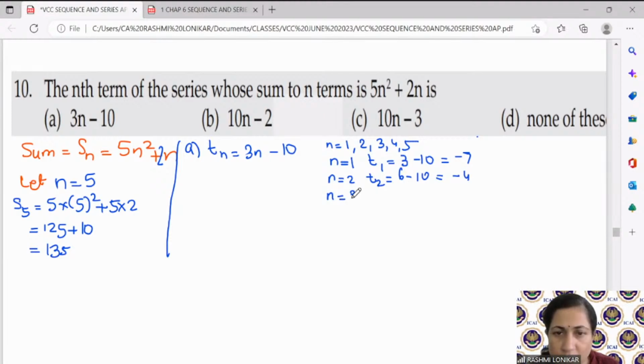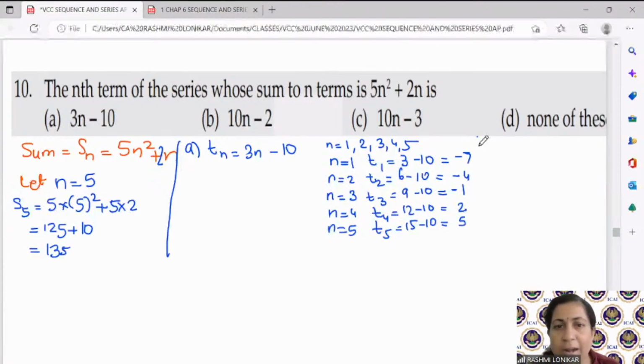N is equal to 3. T3 is equal to 9 minus 10, which is equal to minus 1. N is equal to 4. T4 is equal to 4 3s are 12. 12 minus 10 is equal to 2. And n is equal to 5. T5 is equal to 15 minus 10, which is equal to 5.